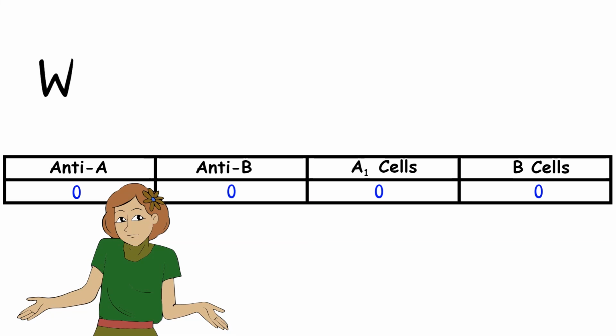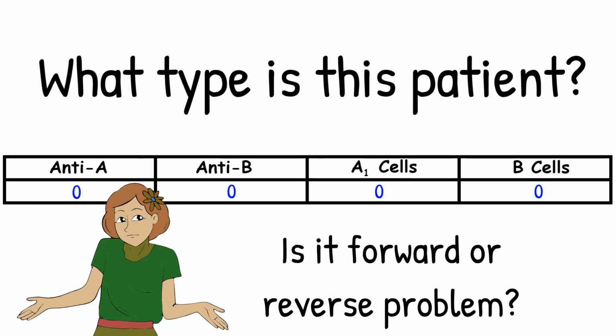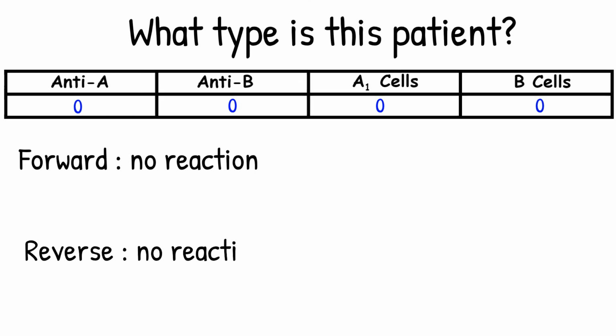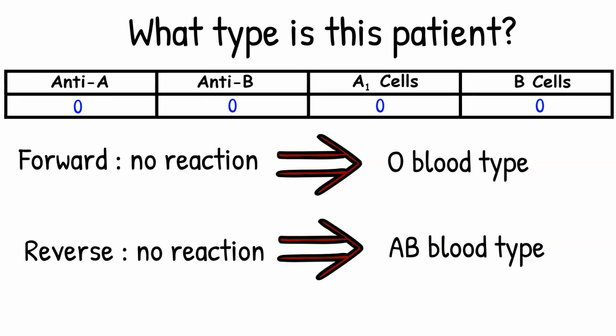What blood type do you think the patient has? And how would you approach this problem? So when you look at these reactions, there's no reactions in either forward or reverse. When you're looking at the forward reactions, you get O blood type. When you're looking at the reverse typing, you get an AB blood type.